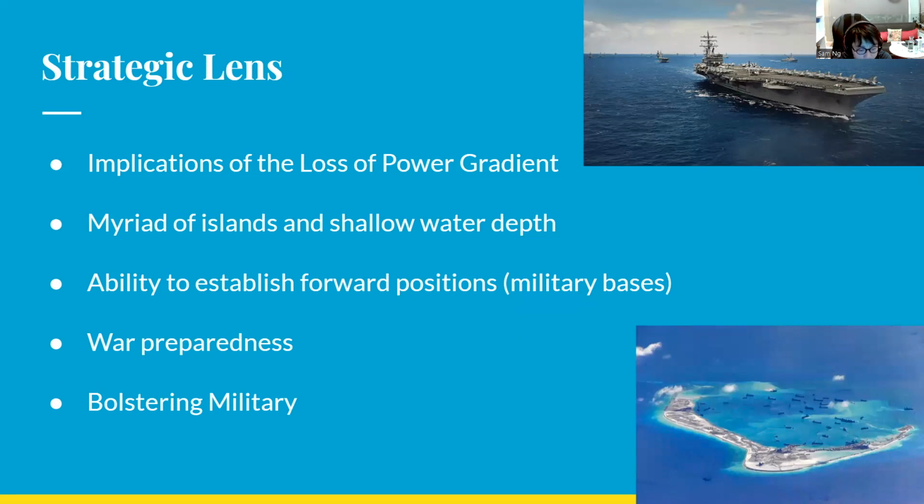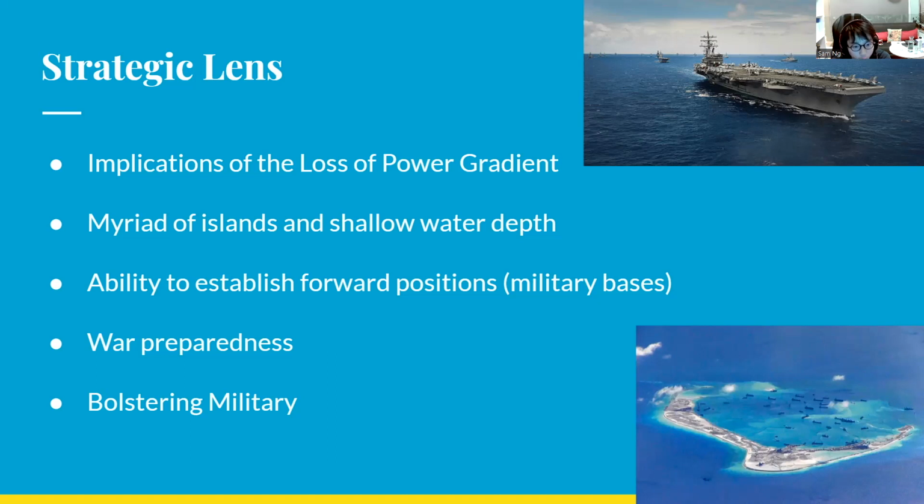The South China Sea has two major island chains, as mentioned before, and thousands of other tiny islands, as well as a shallow water depth suitable for building artificial islands. This means the South China Sea allows for the building of military bases, or, as the theory states, forward positions, giving China the ability to effectively deploy their forces abroad.